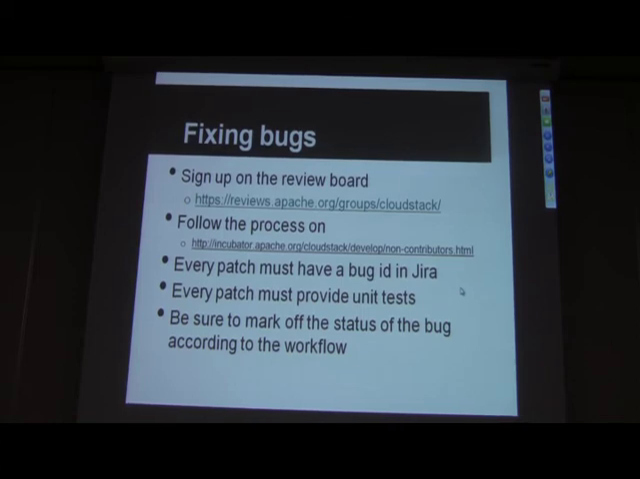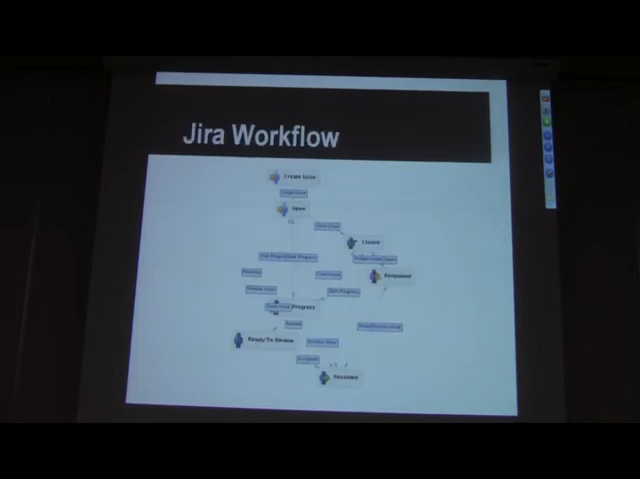So you should be able to do that. When you submit patches, these are some of the things that were not talked about in that process, but I think we really should do. Every patch must have a bug ID in Jira. Jira is the issues.apache.org I talked about earlier. Every patch must provide unit testing, and be sure to mark off the status of the bug according to the workflow. And here is the workflow for Jira.